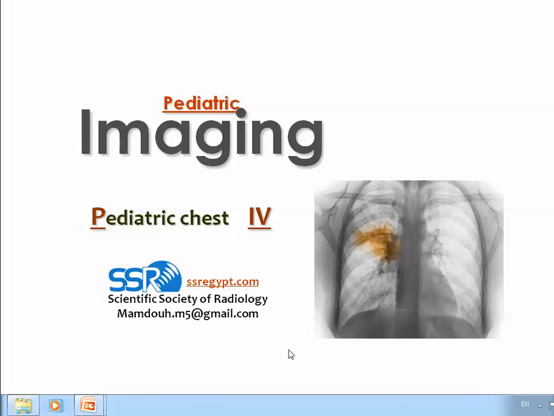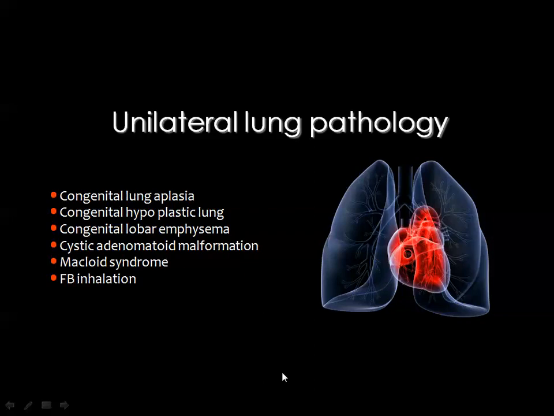In the second part, we discussed the focal pulmonary lesions, including the nodules and the masses. In the third part, we discussed the remaining focal lung lesions, including the patches and the cavities. Now we will have the final part in the imaging of the lung, which is the unilateral lung pathology.